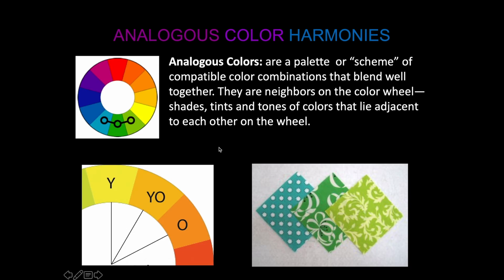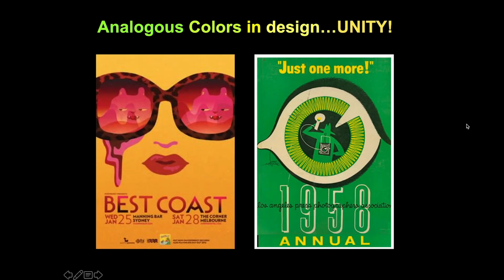So analogous colors are a palette or scheme of compatible color combinations that blend well together because they are neighbors on the color wheel. So you can imagine starting with green, adding a little bit of blue to get a bluish green, adding a little bit of yellow to get a yellowish green, starting with yellow-orange, bringing it all the way to orange or all the way to yellow. These colors would be related and would give a feeling of unity to a design using them to create the color harmony.